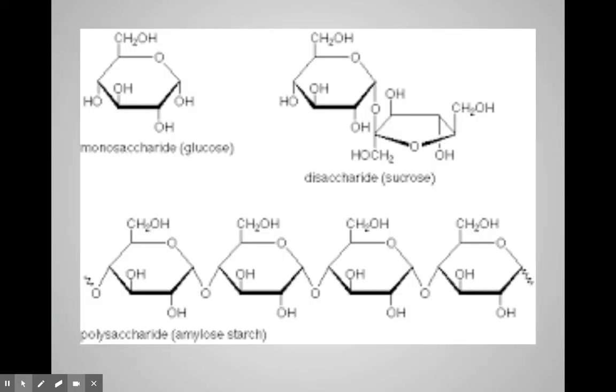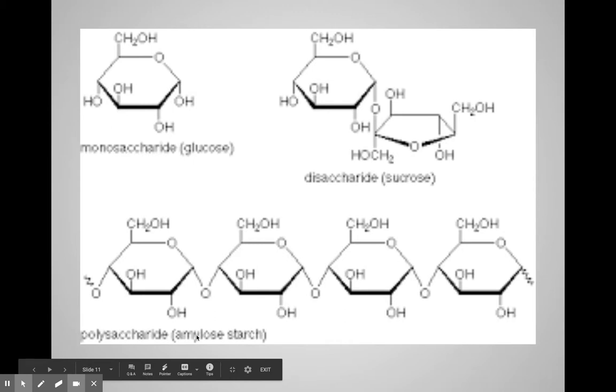Here are some examples. Notice here we have one sugar, so that's mono. Here we have two, so that's di. And then here we have a whole chain of them, which is poly. This one here is glucose, this two is sucrose, and here is amylose starch. If you remember when we talked about enzymes, we talked about the enzyme found in your saliva that's called amylase, and its sole job is to break down amylose.